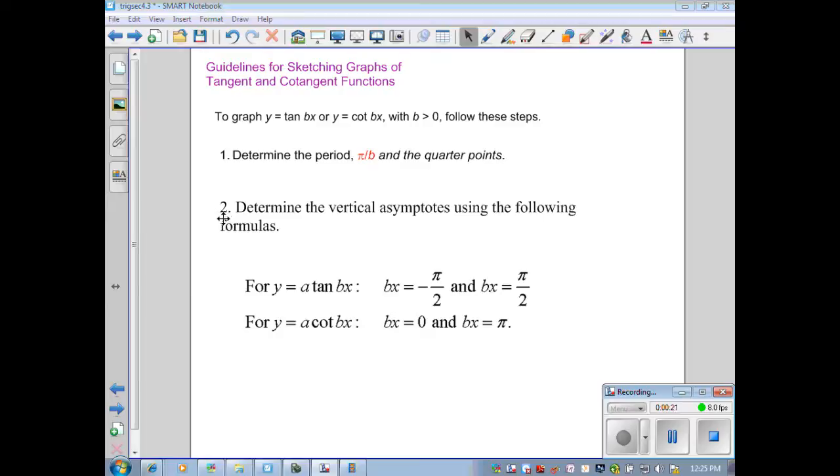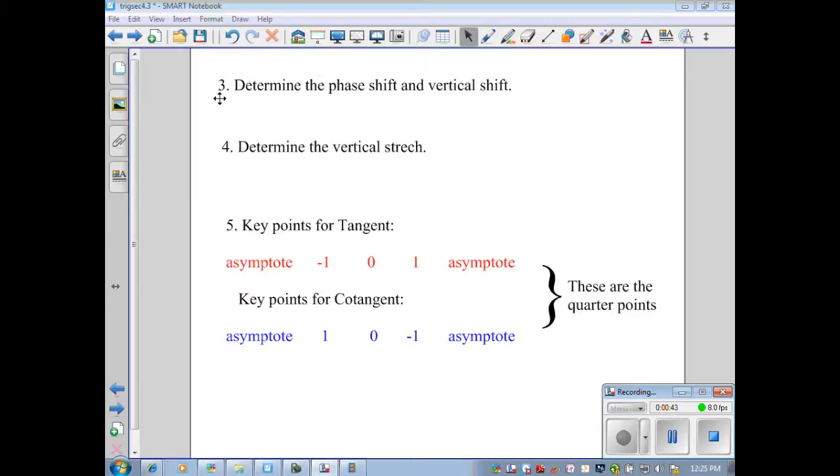Next, we need to determine the vertical asymptotes using the following formulas. For y equals a tan bx, bx equals negative pi over 2, and bx equals pi over 2. For cotangent, it's going to be bx equals 0, and bx equals pi. After that, we need to determine the phase shift and the vertical shift. Then we need to determine the vertical stretch. Then we'll have the key points for the tangent function and the cotangent function.